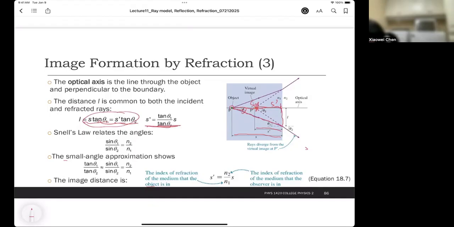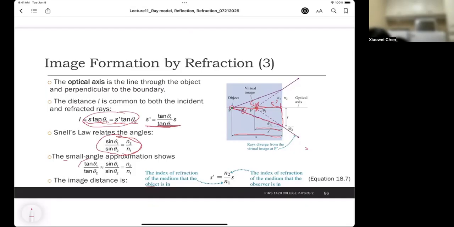Snell's law relates the angles. This is Snell's law we can get: sin theta 1 divided by sin theta 2 equals n2 divided by n1. And using the small angle approximation, we can get this equation.